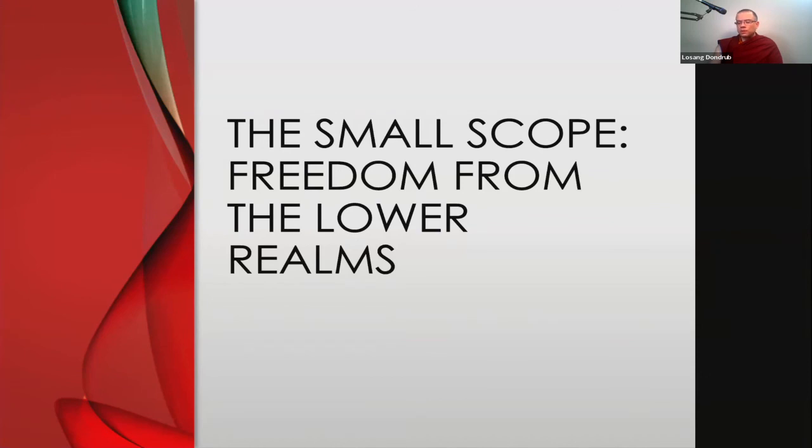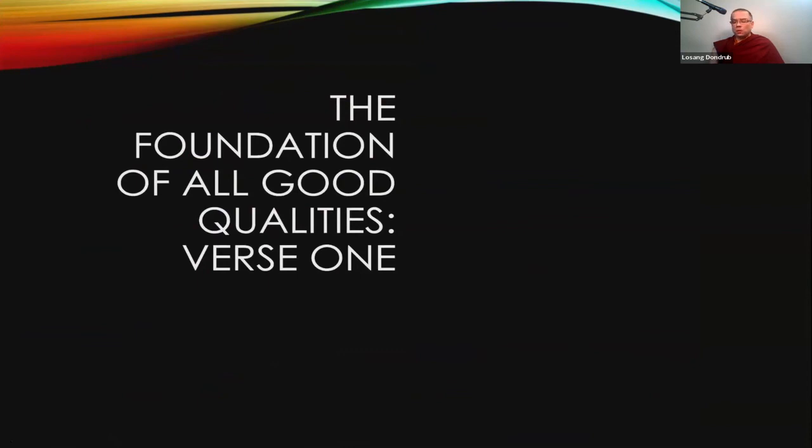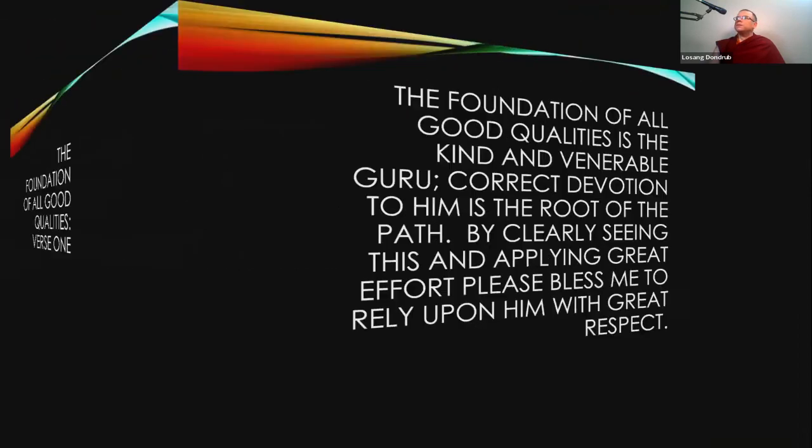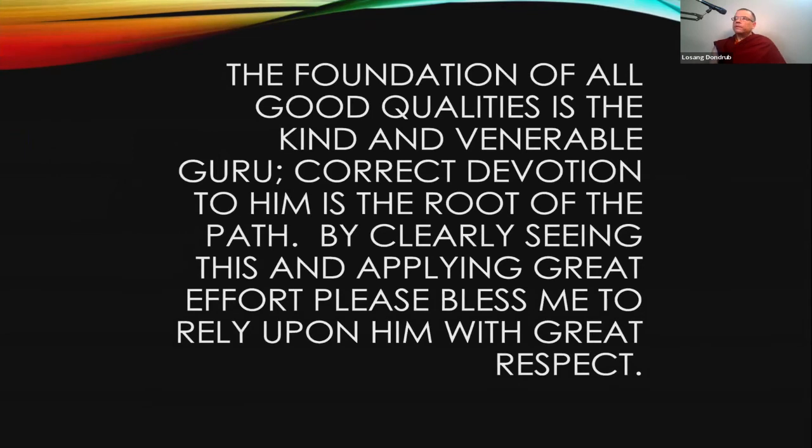Okay, so now we're going to look in more detail on each of these scopes. So we're going to go back to the small scope and progress through. As I mentioned, we're going to be using the foundation of all good qualities to do that. And the first verse is, we have 9 minutes. The foundation of all good qualities is the kind and venerable guru. Correct devotion to him is the root of the path. By clearly seeing this and applying great effort, please bless me to rely upon him with great respect.